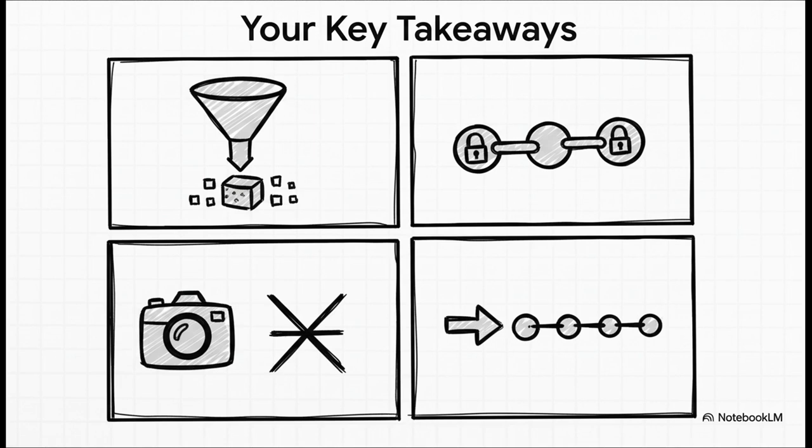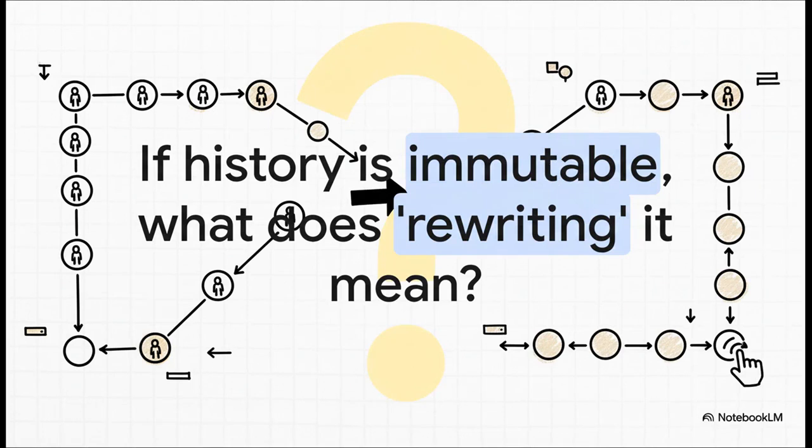So if you remember just 4 things from this, let it be these. 1, Git is content addressed. The content defines the ID. 2, its history is immutable. It's a tamper-proof graph. 3, it works with snapshots, not diffs, which is a secret to its speed. And 4, branches and tags are just tiny, cheap pointers. So go ahead, make branches for everything. They cost almost nothing.